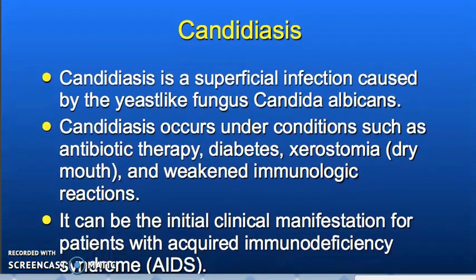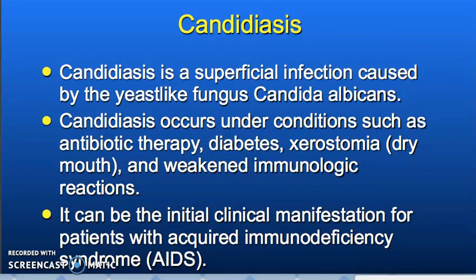All right, so let's move on to our third one called candidiasis. Candidiasis is a superficial infection caused by a yeast fungus called Candida albicans. We talked about that, I believe, in the first recording a little bit. So candidiasis occurs under conditions such as antibiotic therapy, diabetes, xerostomia or dry mouth, and a weakened immune system. It can be the initial clinical manifestation for patients with acquired immunodeficiency syndrome or AIDS.